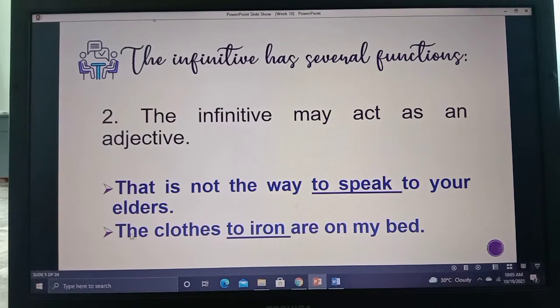Next example is the clothes to iron are on my bed. So, ang infinitive dito ay to iron at ang minomodify niya ay yung clothes. So, again, ang function dito ng infinitive is an adjective siya dito sa examples natin.